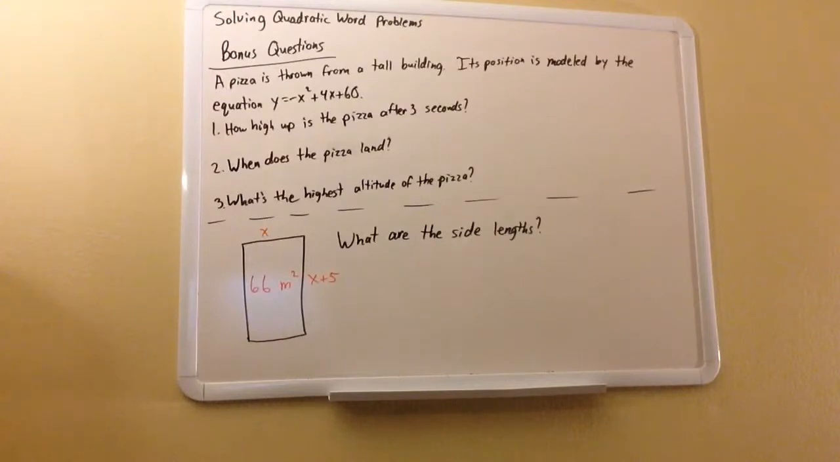The second question is the rectangle area problem, and it's: what are the side lengths? You have x and x plus 5 for the side lengths, and 66 meters squared for the actual area.